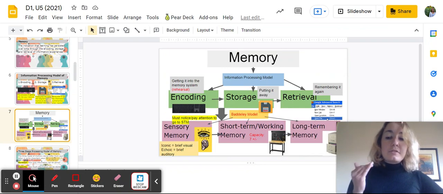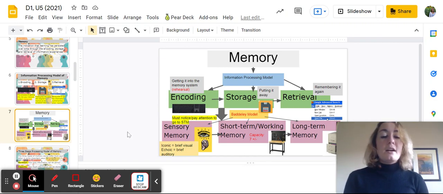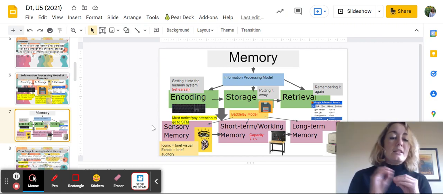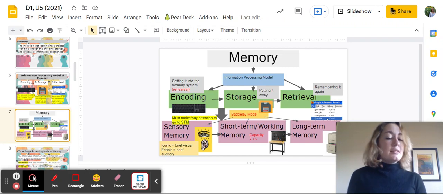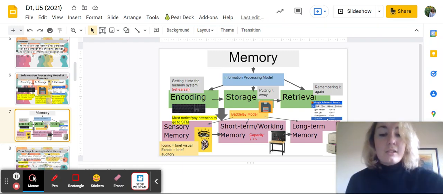Okay. So now we're going to add on the second model of memory. The first one is the information processing model, kind of making it related to computer type vibes. Then we're going to add in the second model, which is the Atkinson and Shiffrin model. These are two psychologists who came up with it. It's called the multi-store model of memory. And this is because it's talking about three different storage places in your memory system.